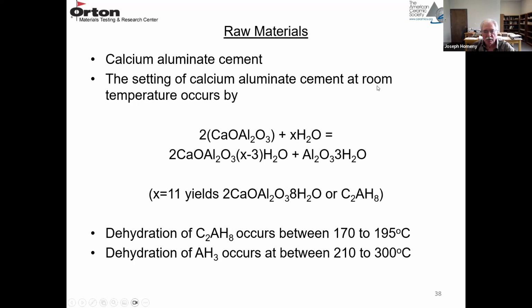So you really have three choices. You can cast those at room temperature. If it's a hot summer day, you're going to be higher than room temperature, and if you're casting in the winter, you're going to be lower than room temperature.